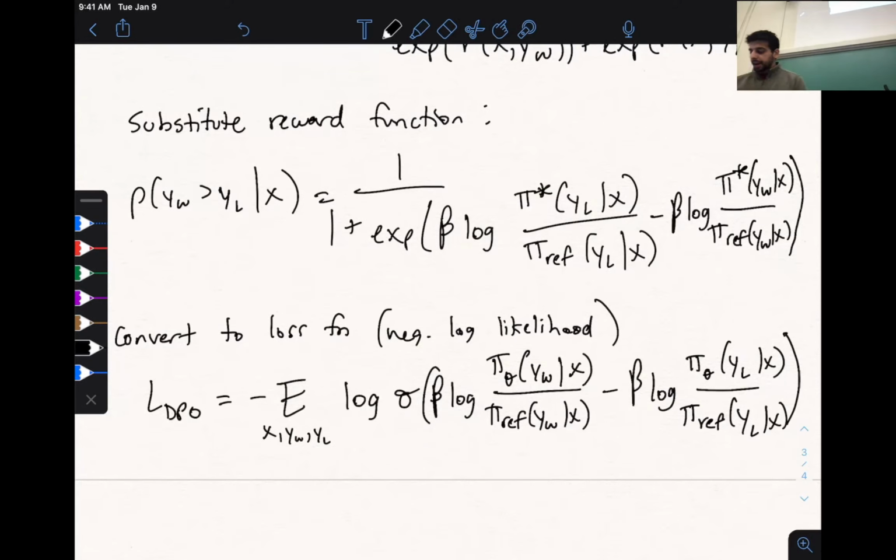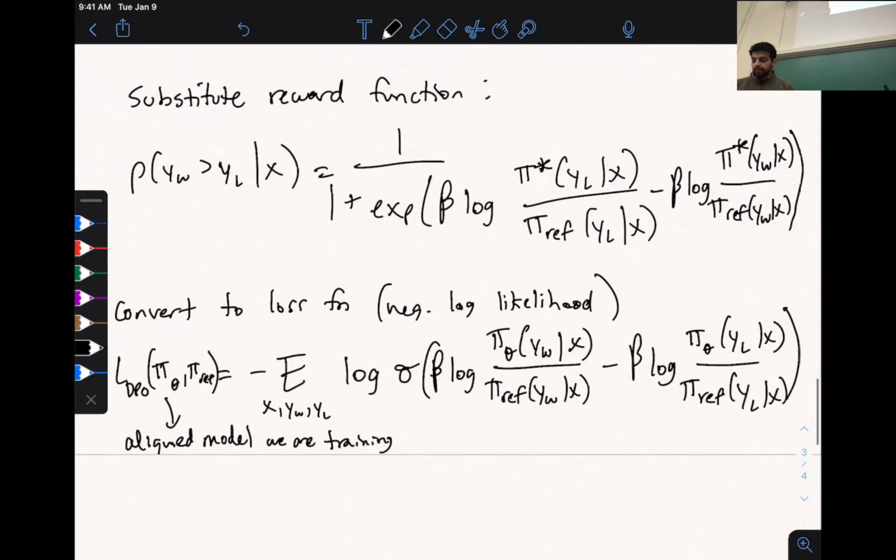Okay, and here pi theta is the current model that we are optimizing. So we are training pi theta using this objective right here. And so let me maybe rewrite this as L_DPO is a function of pi theta and pi ref. Pi theta is the aligned model we are training.